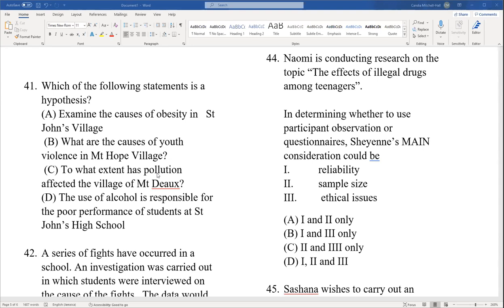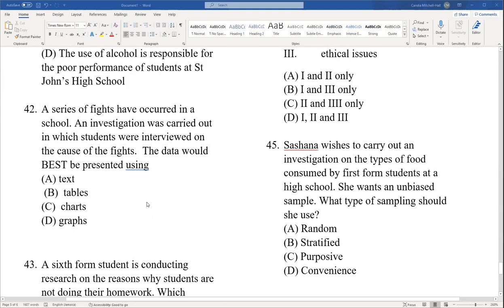I'll read, sir. Go ahead for me. Which of the following statements is a hypothesis? Read the statement for me, please. A, examine the causes of obesity in St. John's Village. B, what are the causes of youth violence in Hope Village? C, to what extent has population affected the village of MT Dogs? D, the use of alcohol is responsible for the poor performance of students at St. John's College. Which one is it? D, sir. D as in dog. Very good.